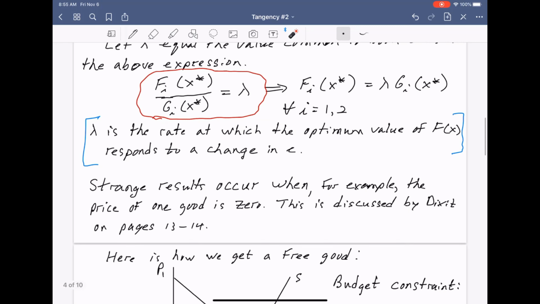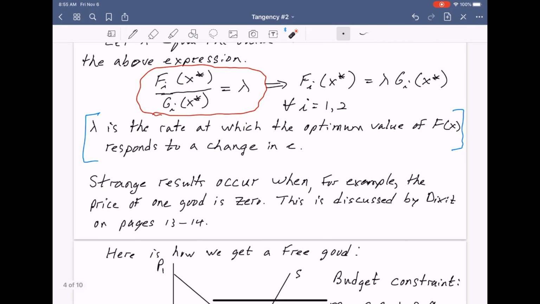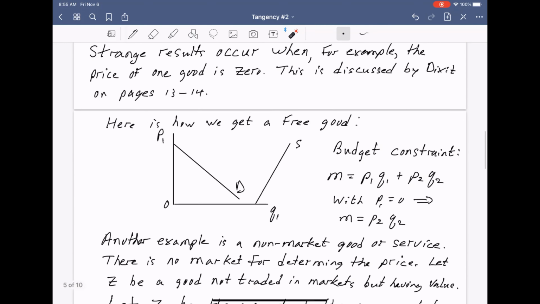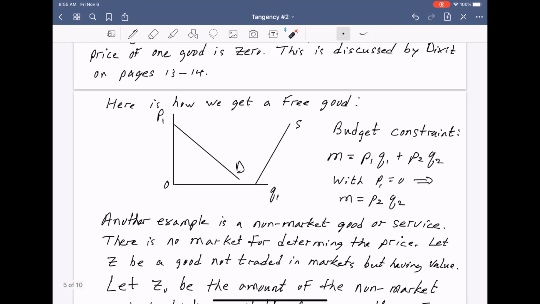Now, strange results occur when, for example, the price of one of the goods is 0. This is discussed in quite a bit of detail by the author Dixit on pages 13 and 14 of your text, but basically he's looking at what happens if we have a free good. Now we can look and see what a free good looks like. You'll notice that the demand function will cross the horizontal axis before supply occurs. So in other words, we have supply and demand effectively intersecting at a negative point, which is of course impossible, and therefore the price is equal to 0.